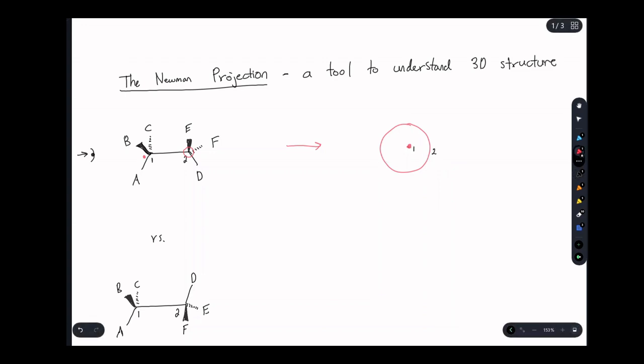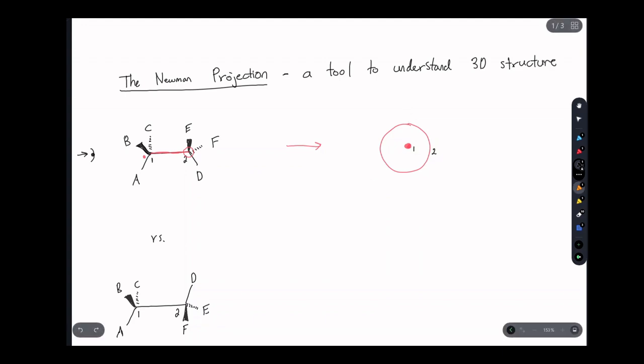So technically we've already drawn this bond here between 1 and 2, which we can imagine is the dot extending backwards to that circle. Now anything connected to the second carbon, carbon 2, which is D, E, and F, that's going to come out from the edge of the circle. So using that, let's try to add in these substituents.